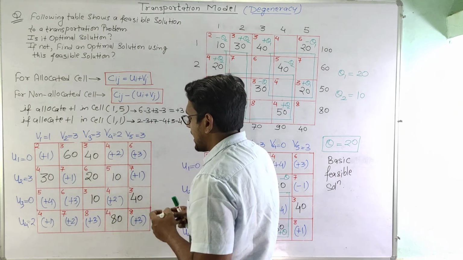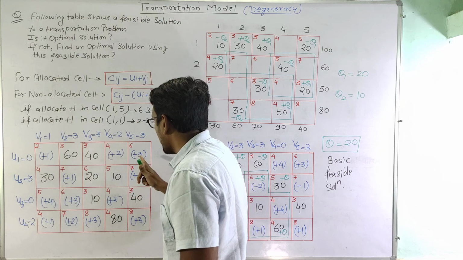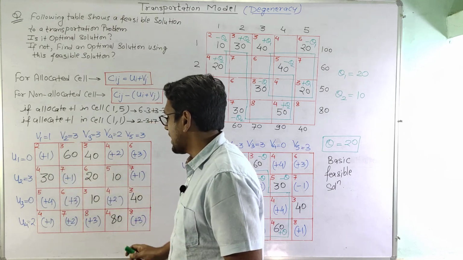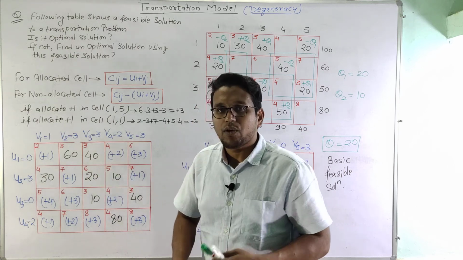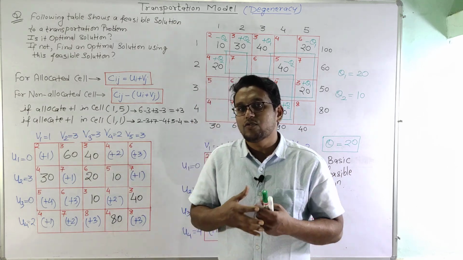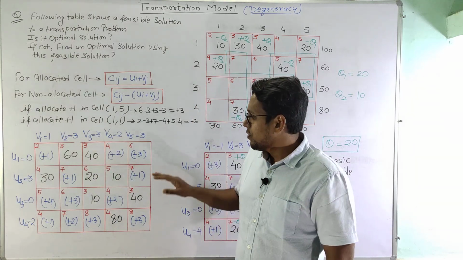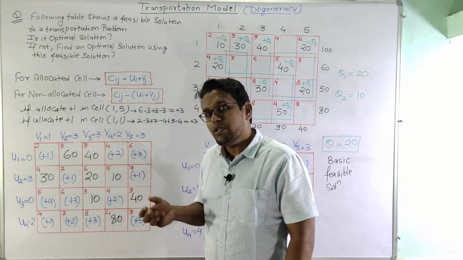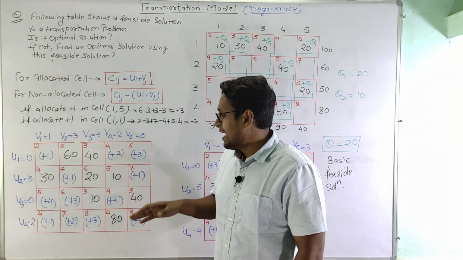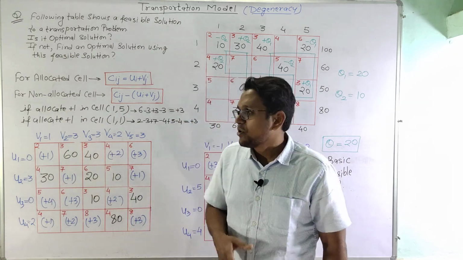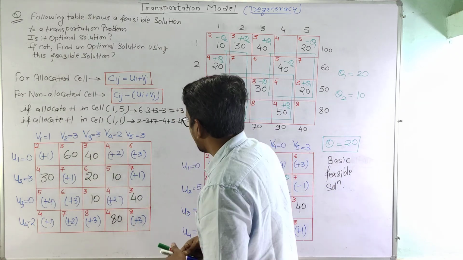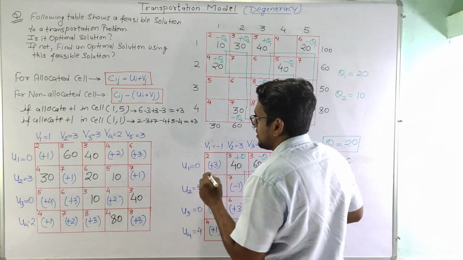So here we can see that all the values in the non-basic cells are coming as positive. That means if we allocate in any of these cells, our overall transportation cost is going to increase only. So we are not able to improve our solution further. That means this obtained solution is the optimal solution, and we need to calculate the value of Z for this.